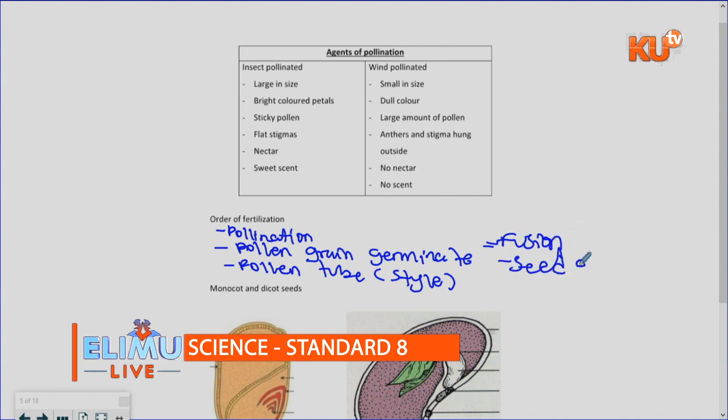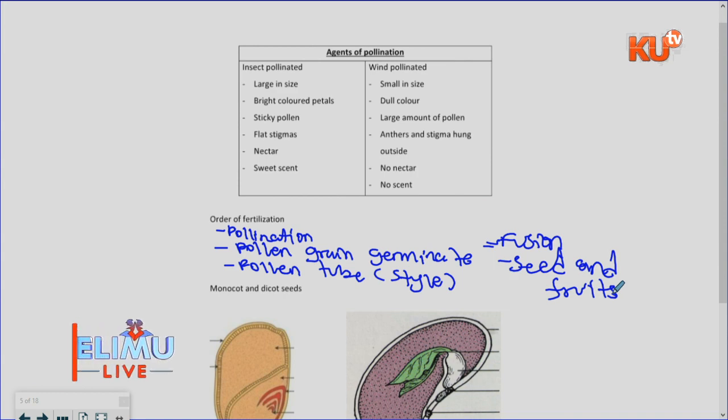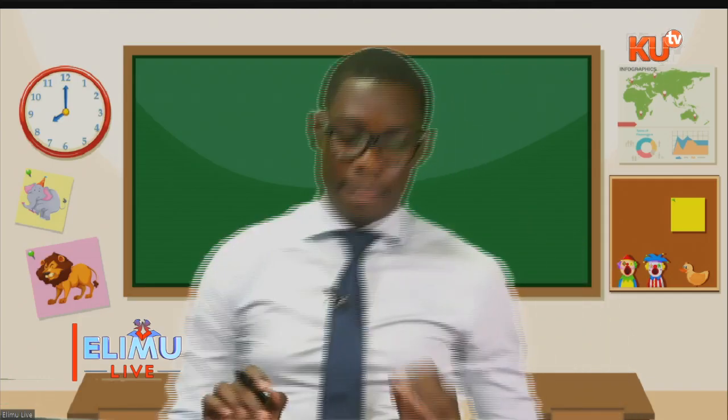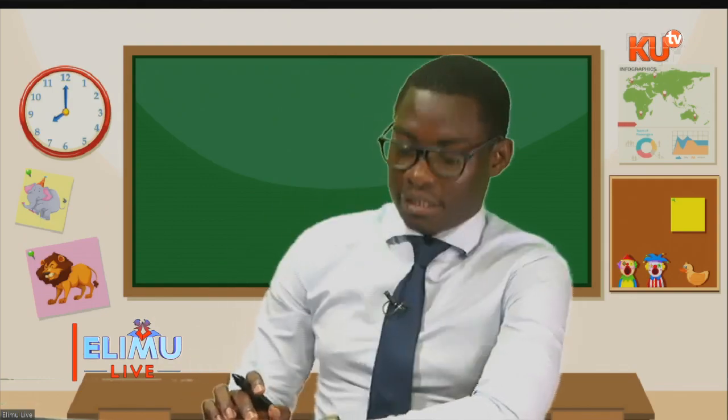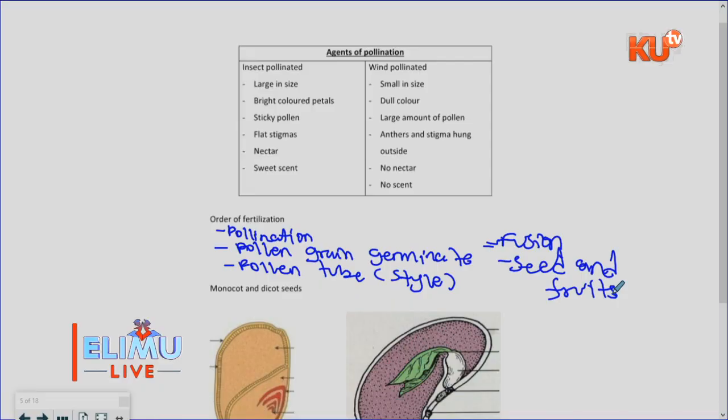The seeds are formed from the ovules, and the fruits are formed from the ovary. So that is the order of pollination. We can also look at the diagram of a monocot and a dicot seed. So we have monocot and dicot.